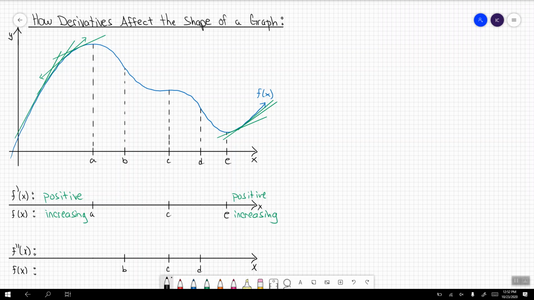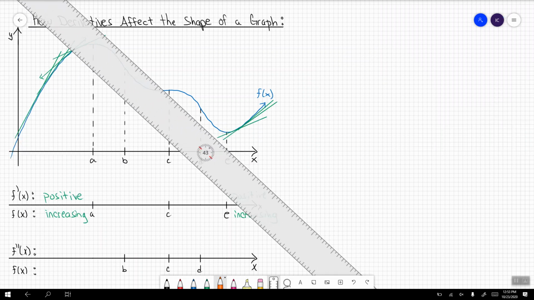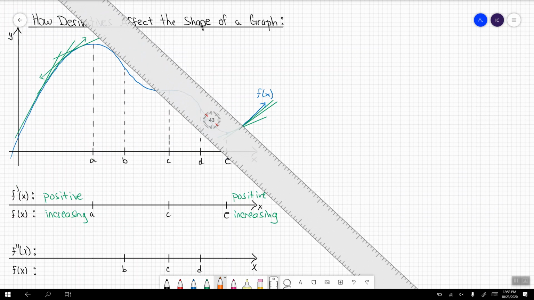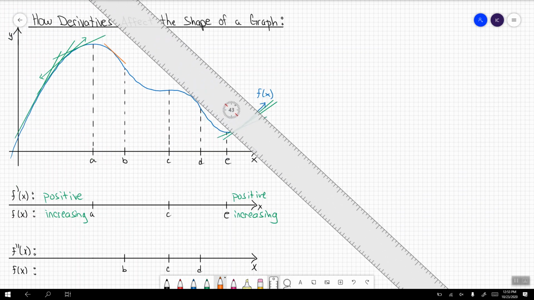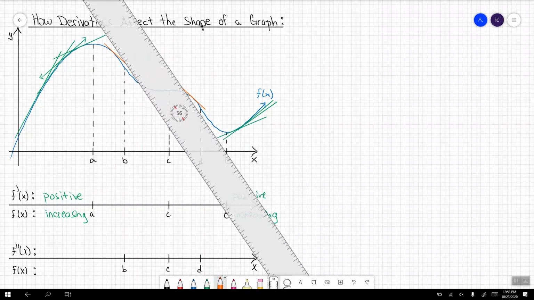Now, what happens when we have a negative slope? Well, when we have a negative slope, that means that my function is decreasing. And we then want to identify on what intervals my function is decreasing. All right, so that's definitely one other item that we want to observe.